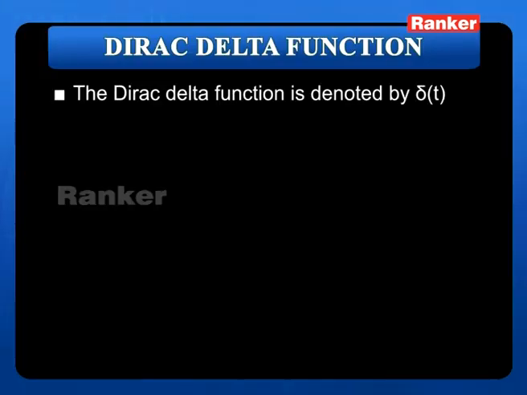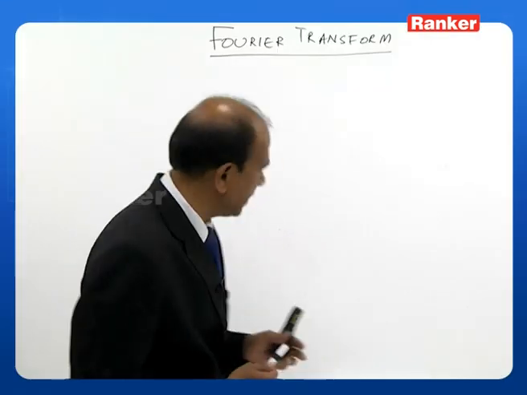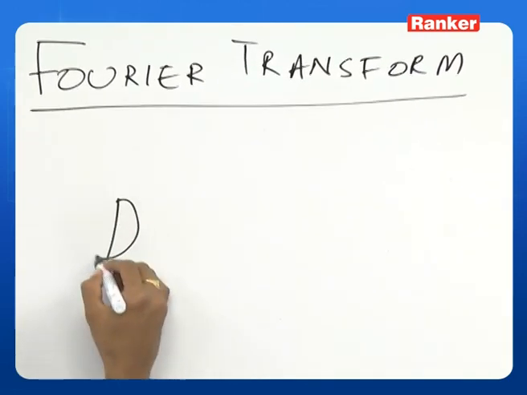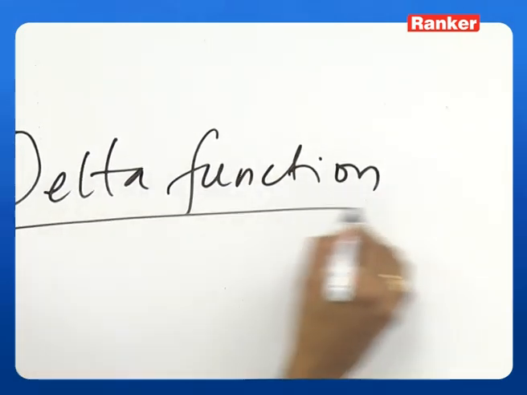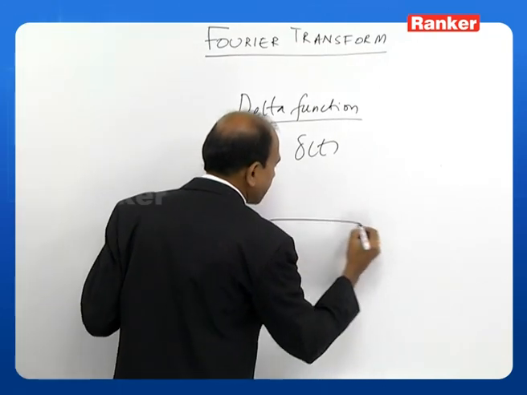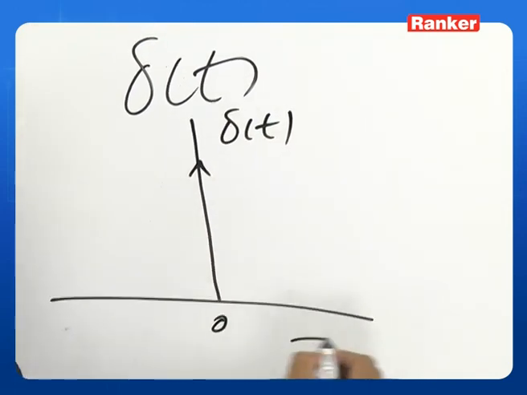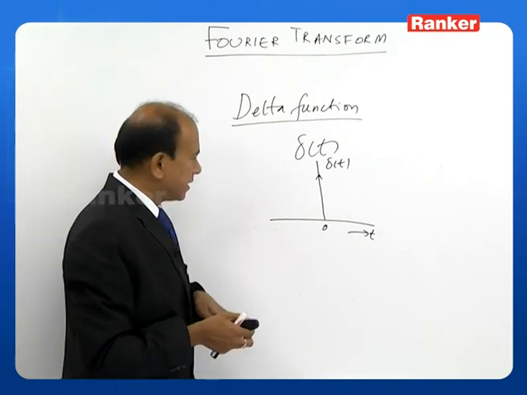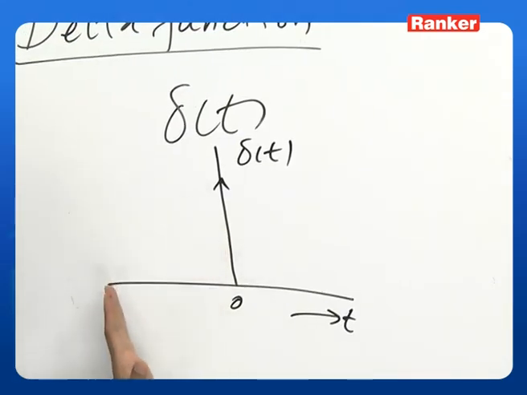Okay, let us start with the Dirac delta function. So what is the Dirac delta function? It is denoted by the letter delta of t. It is defined as having 0 amplitude everywhere except at t equal to 0. So let us see this here. We are using delta of t for this. This is my delta of t. If you look at this, it exists only at t equal to 0. It does not exist when t is not equal to 0.